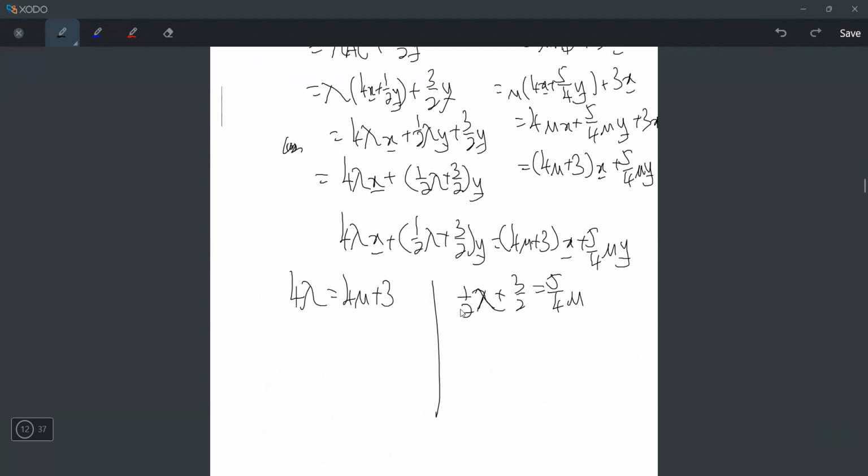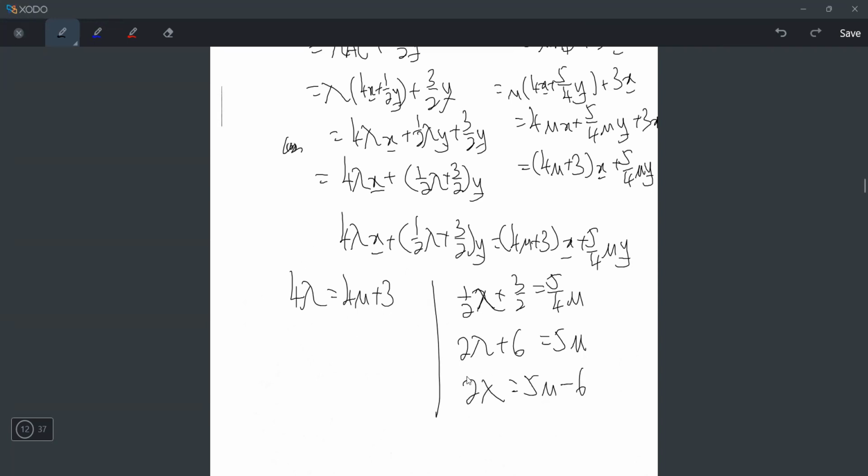Okay, but wait, this one has fractions. I don't like it. So let's try to remove the fractions. Everything times 4. So times 4, 2 lambda times 4. 4 times 3, 12, divided by 2, 6 times 4, 5 mu. Okay. And then I arrange it, because this one is lambda and mu, lambda equals number and then mu. So 2 lambda equals to 5 mu minus 6. Okay, I arrange it so that the positions are the same.